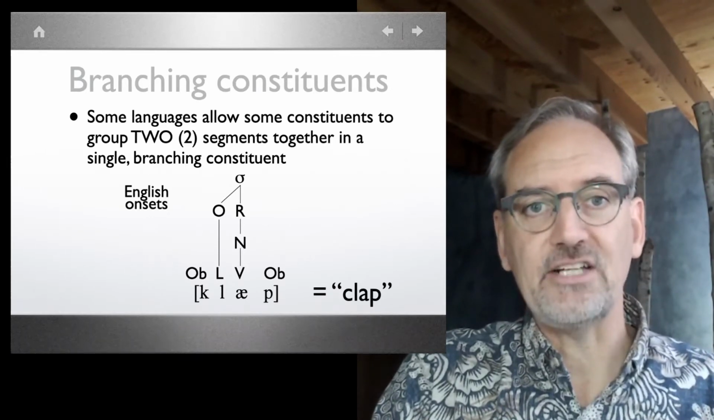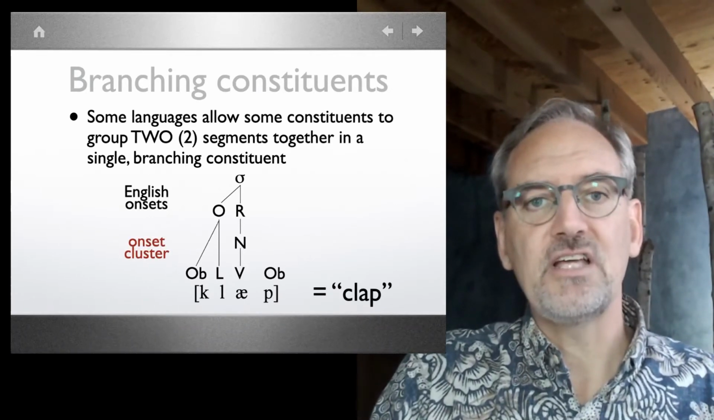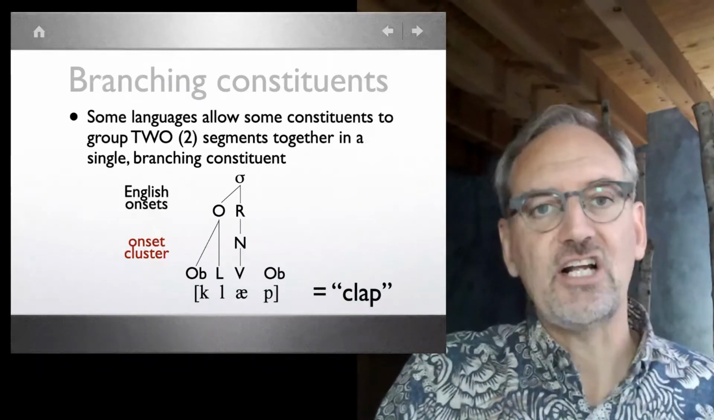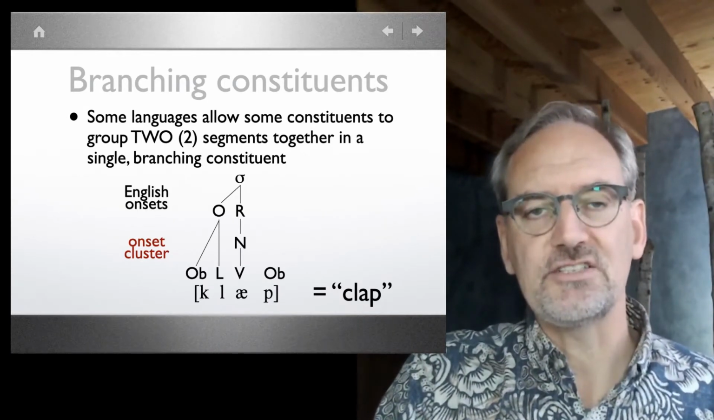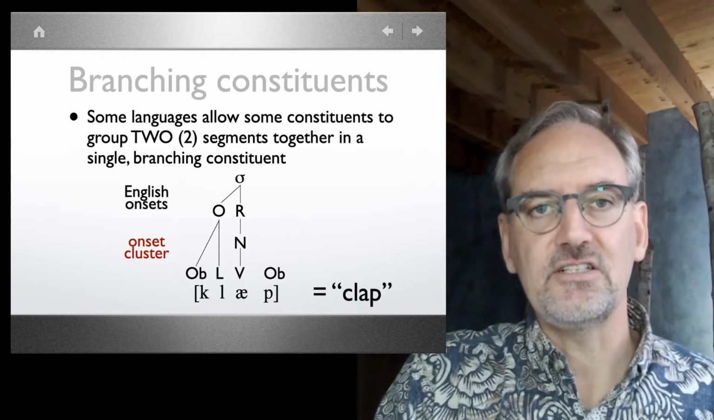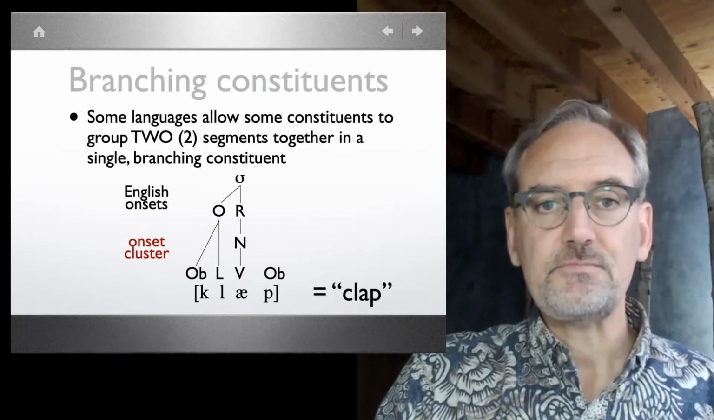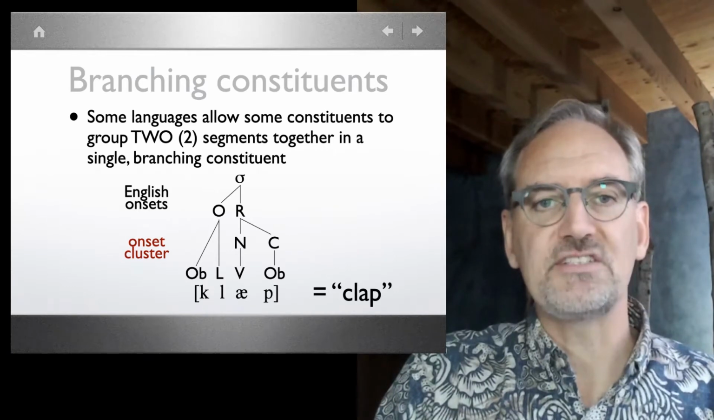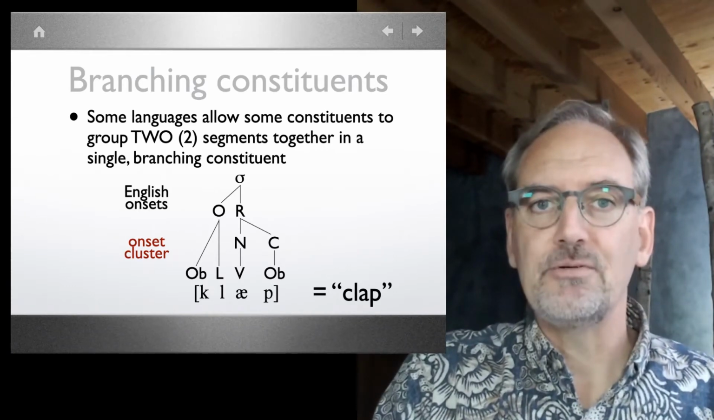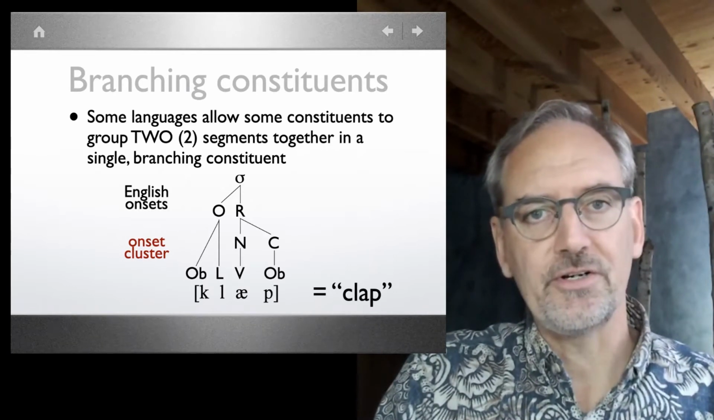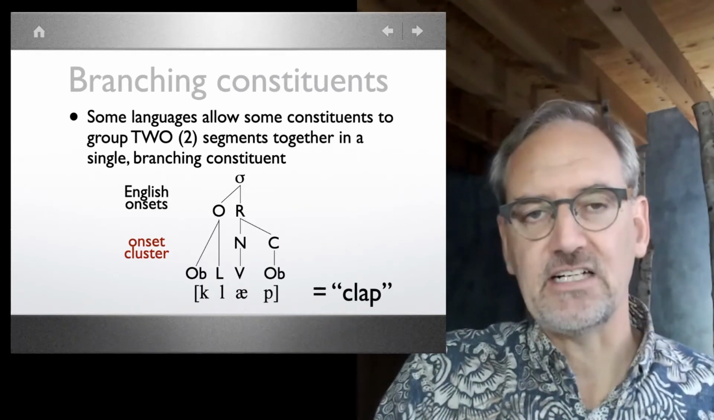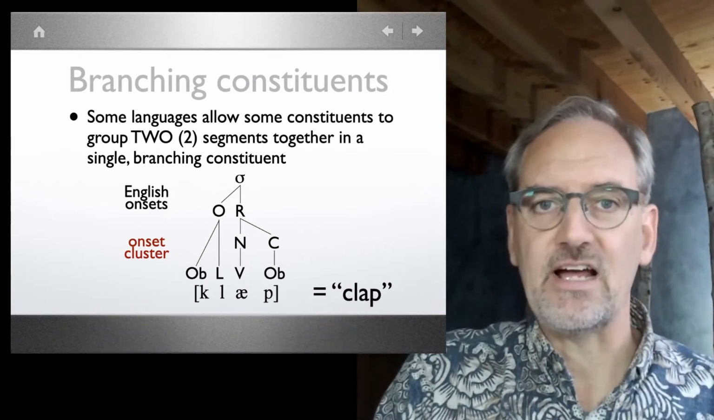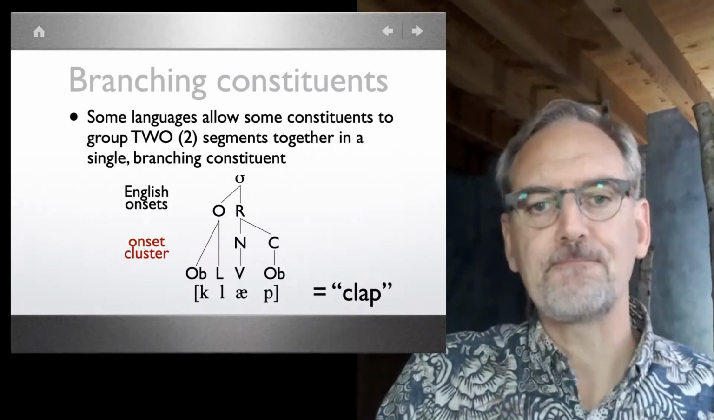And here's where the branching comes into play, because English allows onset clusters, two consonants together in a single onset constituent. And then the final obstruent is, of course, the coda of this syllable. So clap is a one-syllable word made up of an onset cluster and then a rhyme, ap.